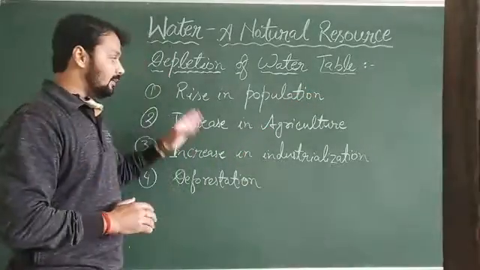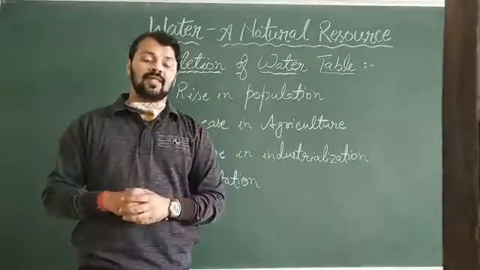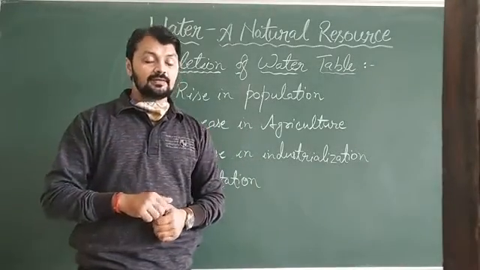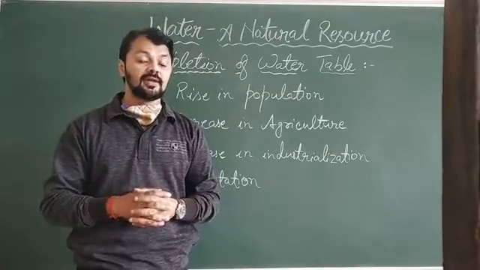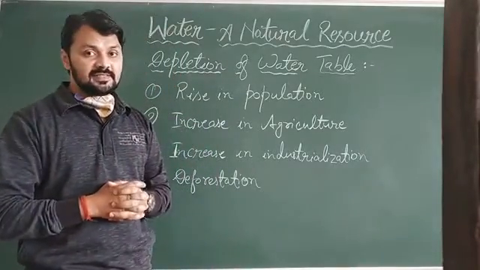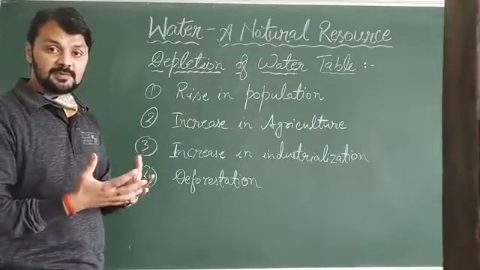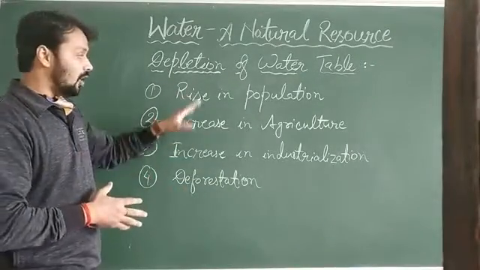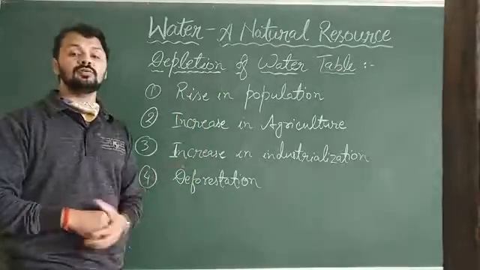So these are the primary reasons because of which the water table gets depleted. And when the water table gets depleted, because our primary resource of fresh water is the water table, we are going to face scarcity of fresh water. So we must take some steps to avoid all these things, or lower down all these things, so that the water table doesn't go down very quickly.